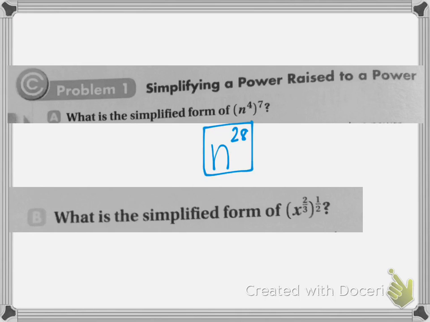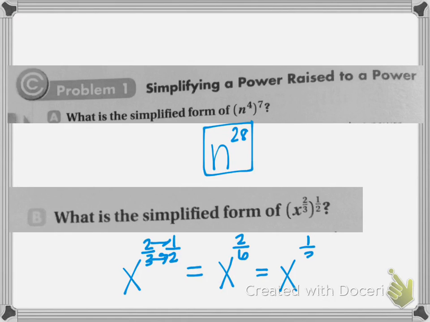And then B, what's the simplified form of x to the 2/3 to the 1/2? And I know y'all are going to freak out because you always do when you see fractions, but don't worry about it. It's easy. Multiplying fractions is really the easiest thing you could do with fractions. You just multiply all the way across the top and then just multiply all the way across the bottom. So x to the 2/3 to the 1/2 is actually x to the 2/3 times 1/2, which is going to be x to the 2 over 6. And you can reduce that to x to the 1/3.